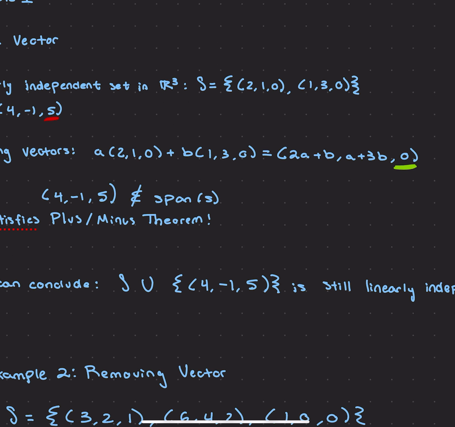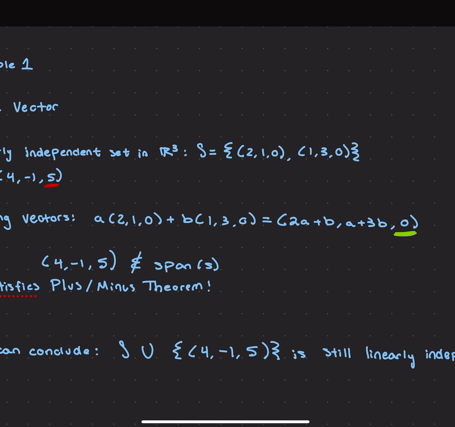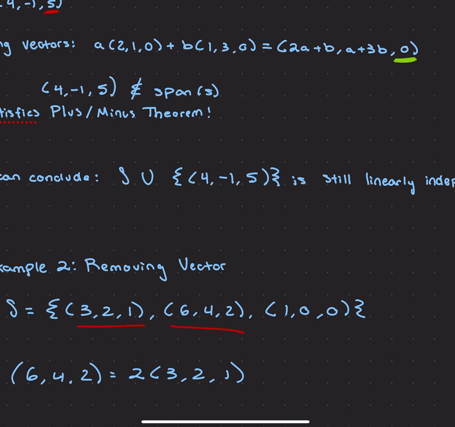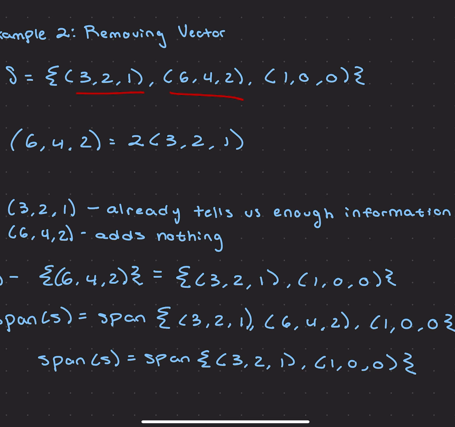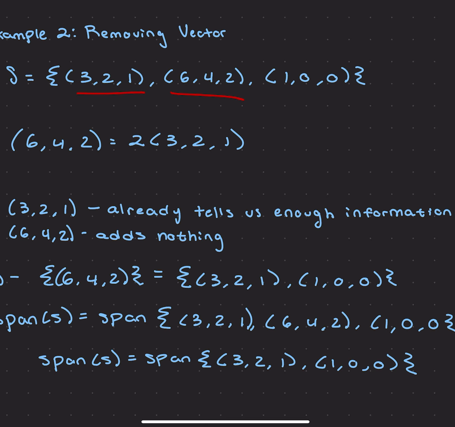So in this first example, we see that the new vector is not in span S, so the independence is preserved. In example 2, we see that when vector V is in span S, the span itself does not change.